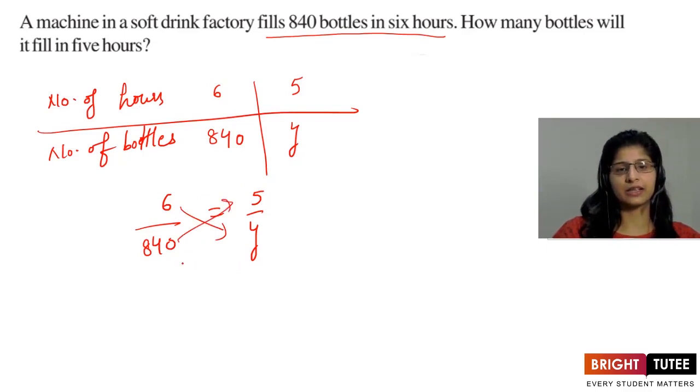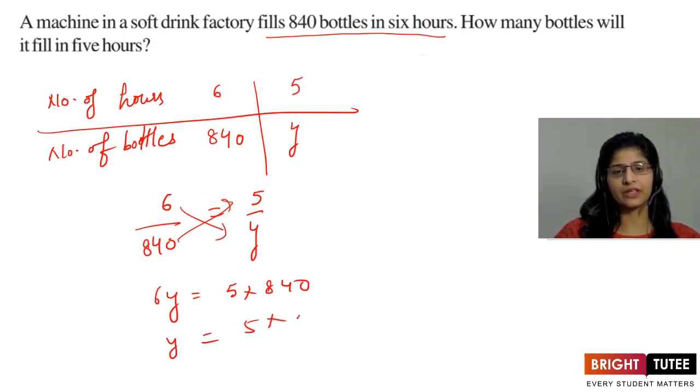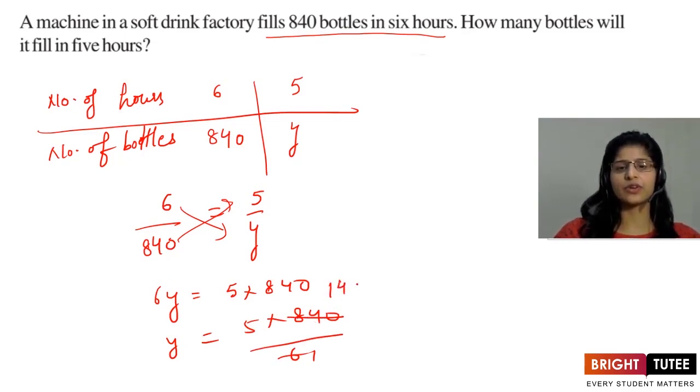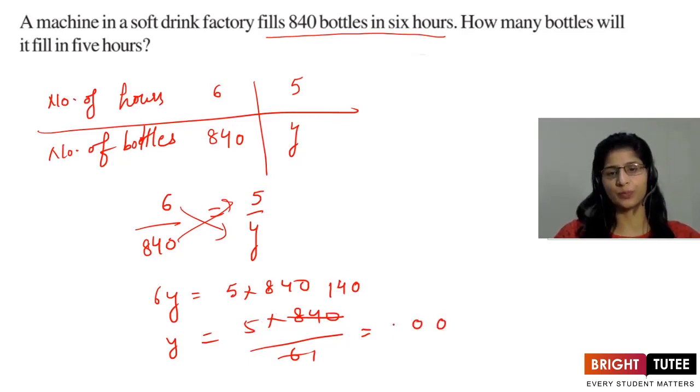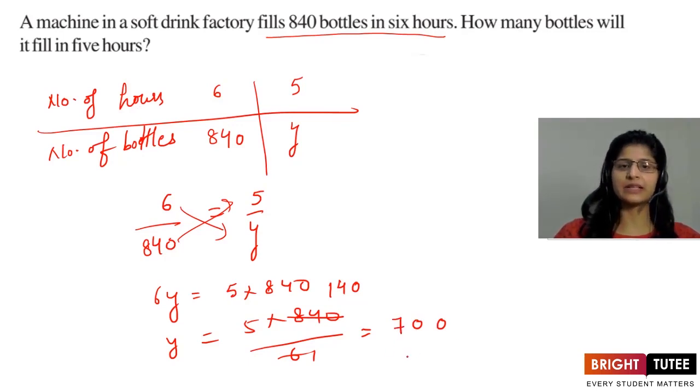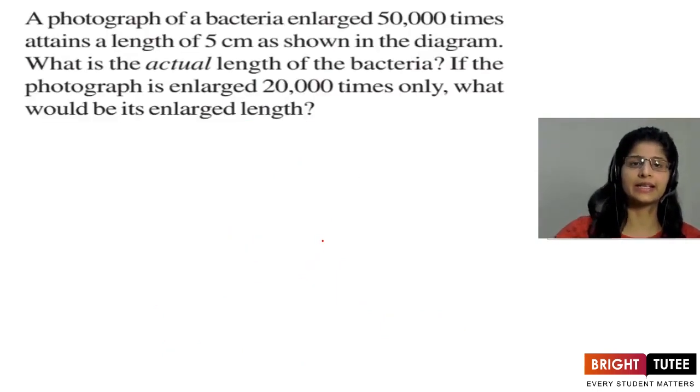Cross multiplying, y is equal to 5 into 840 divided by 6. 6 ones are 6, 2 is left, 6 4s are 24, 0, then 5 0s are 0, 5 4s are 20, 2 is the carry, 5 ones are 5 and 2 is 7, right? What we get? 700. So how many bottles would be filled in 5 hours? 700 bottles would be filled. Okay. Moving ahead, there is another question.